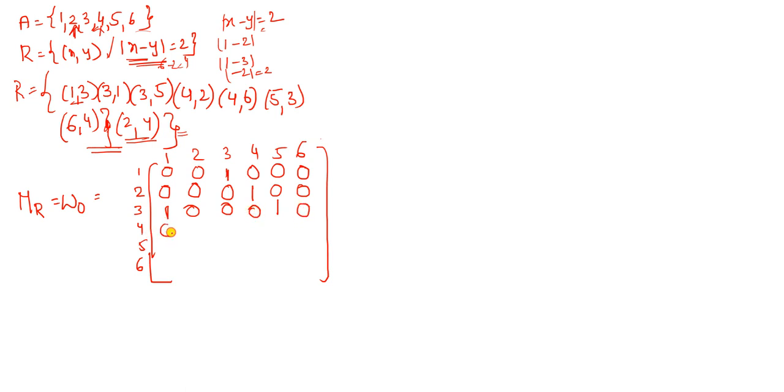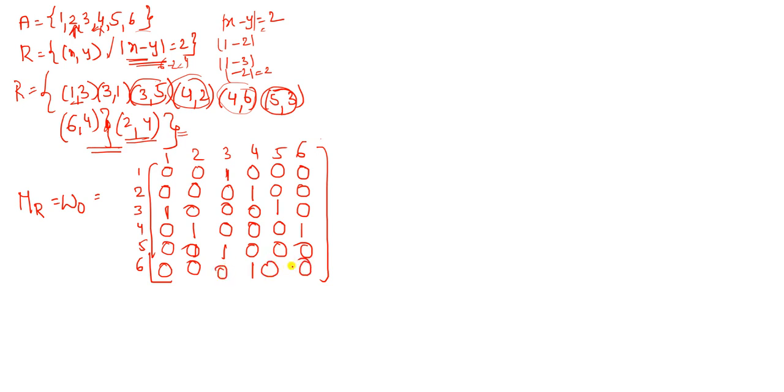And 4 1? No. 4 2, yes, we have the 4 2 element, so we need to insert 1 here. And we don't have 4 3, we don't have 4 4, 4 5. And 4 6 we have, right? So you need to insert 1 here. And next, 5 1 is not there. 5 2 is not there, so 0 here. And 5 3 is there, yes, here we have the element 5 3, so 1. And 5 4, 5 5, 5 6 we don't have. And 6 1 we don't have, 6 2 also we don't have, and we have only 6 4. And remaining all zeros. Okay?